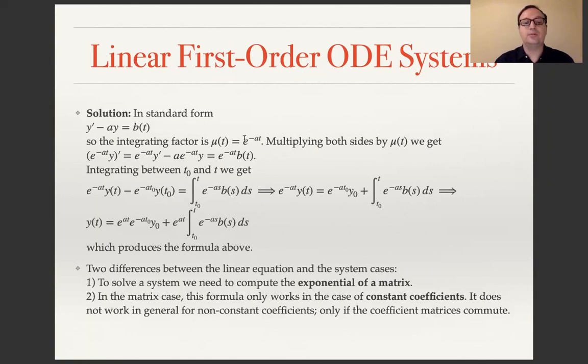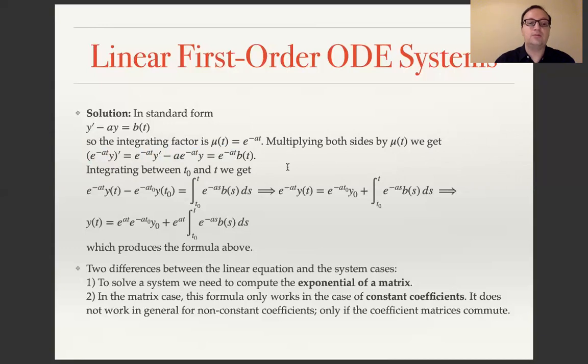So we multiply both sides by the integrating factor, e to the minus at, and we get that on the left-hand side, we get e to the minus at y prime minus a e to the minus at y, which by the product rule is the derivative with respect to t of the product e to the minus at times y. And on the right-hand side, well, since we multiplied by e to the minus at, we get e to the minus at b of t.